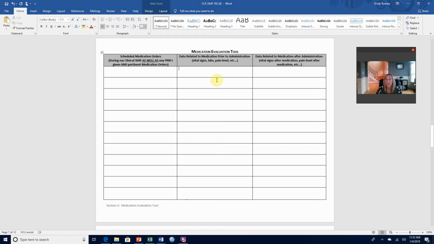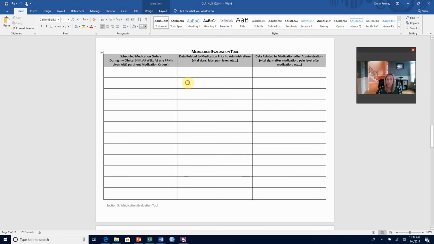Then the data related to the medication prior to the administration. Well, they need to know what their blood pressure is and what their heart rate is and all that good correlating information. Then the data related after the medication. So did that medication work? They need to go back and take that blood pressure again. What was their blood pressure now? If it was 180 over 135, whatever I said earlier, then an hour later, has that gone down? You need to put that there. You need to be rechecking.